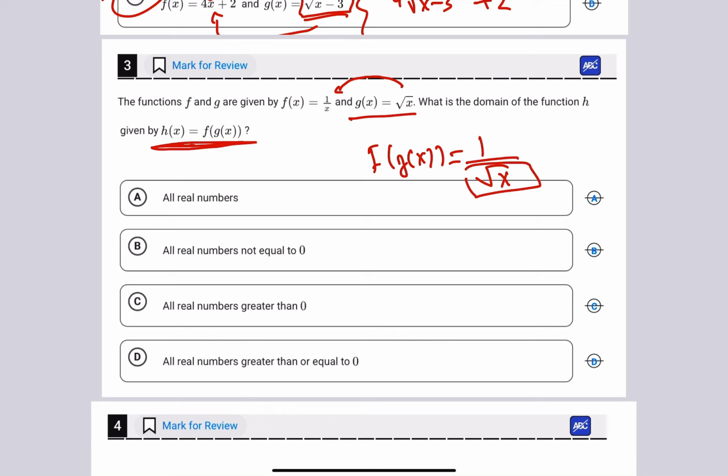And what's the domain in this case? Well, if I have a square root, that means the numbers must be greater than or equal to 0, right? But in this case, can I have a 0 in the denominator? No. So that means the numbers must be strictly greater than 0. And that is option C.